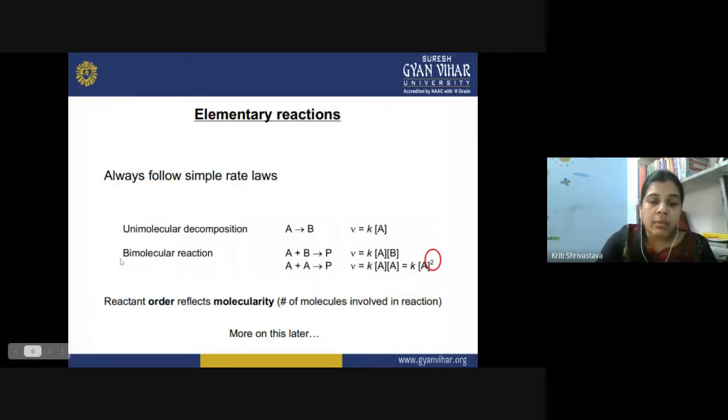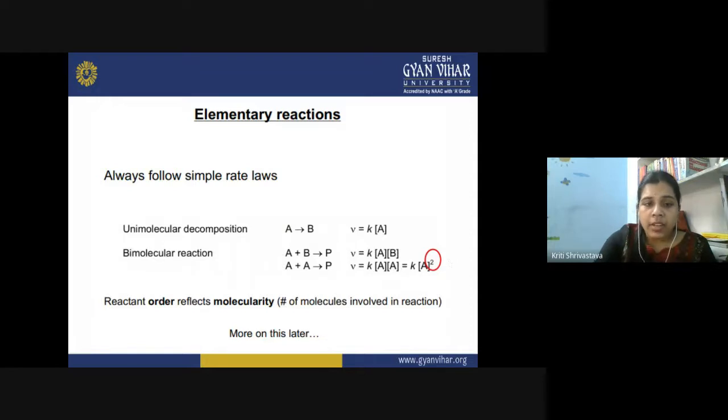When we have a bimolecular reaction like this, when you have A plus B, two different molecules combining together and forming the product, what would you get in this reaction? The rate would be v is equal to k into [A][B], where [A] is the concentration of reactant A, and [B] the concentration of reactant B. Or it is also possible that two molecules of the same chemical substance are involved, and they are forming together a new product. So in that case, this would be [A] into [A], or you would get [A] square.